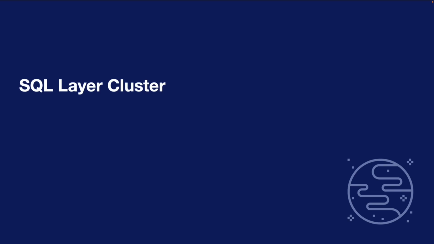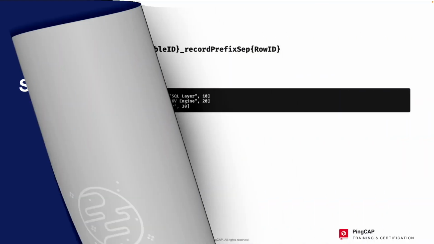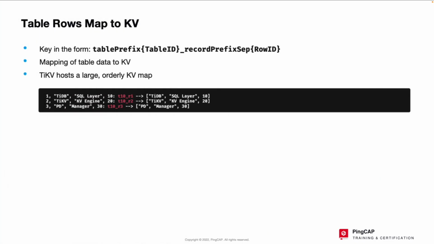Now, I'm going to look at the cluster of TiDB servers, also known as the SQL layer. Thanks to this layer, TiDB understands SQL statements. One of the most important features of the SQL layer is managing the mapping between the table row in the relational database domain and the key value pair in the KV domain. Here is how the mapping works.